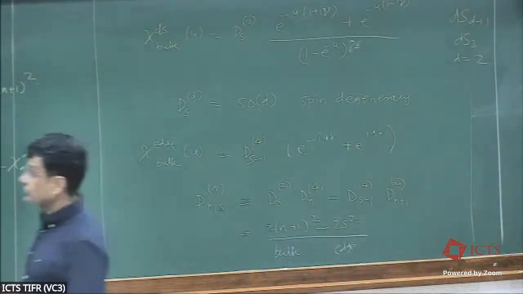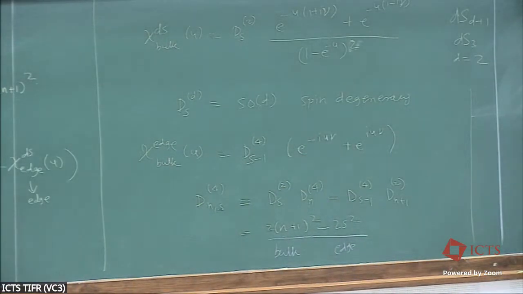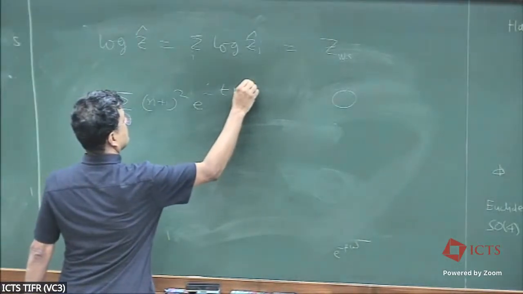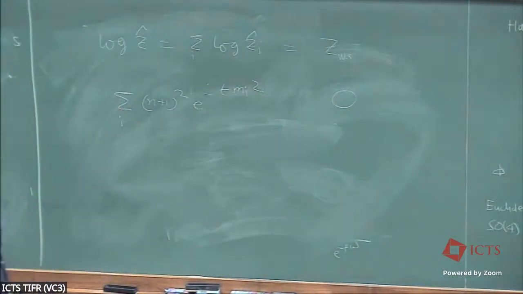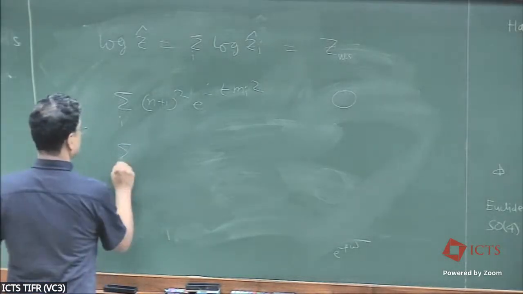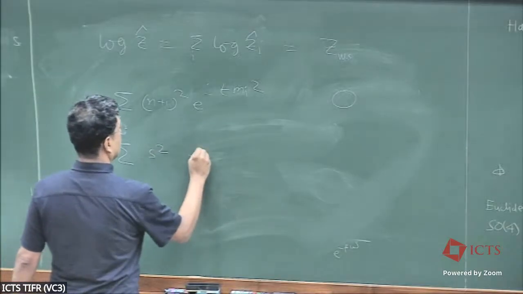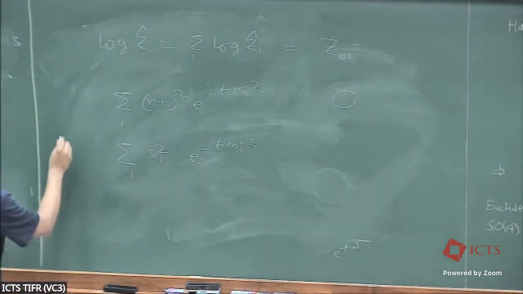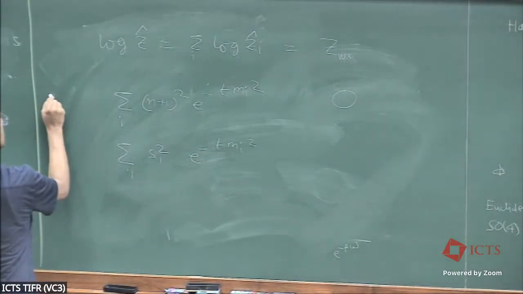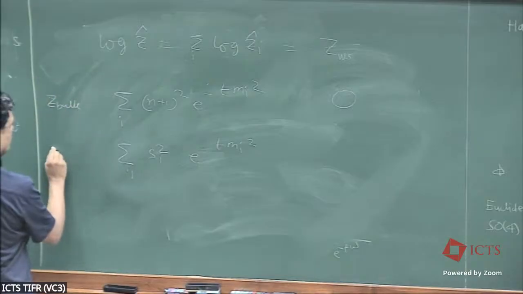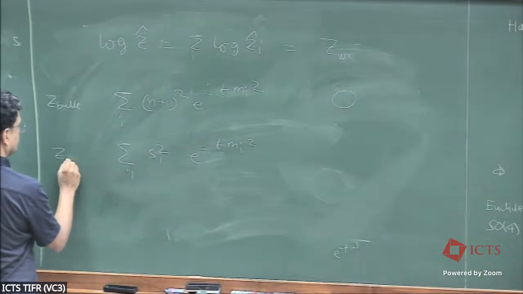Okay? So what you're supposed to do is, in the first case, sum over (n plus 1) squared e to the minus t m_i squared, sum over i, right? And in the second case, you're going to sum over s squared e to the minus t m_i squared, sum over i. So this is your bulk. So when I drop the hat, I'm talking about the worldsheet partition function.